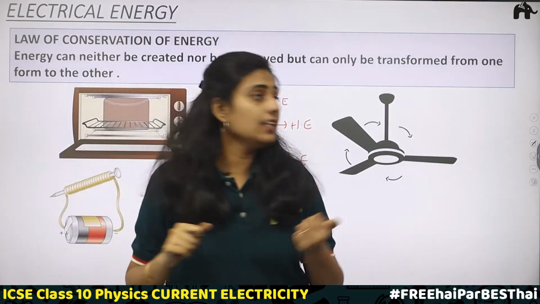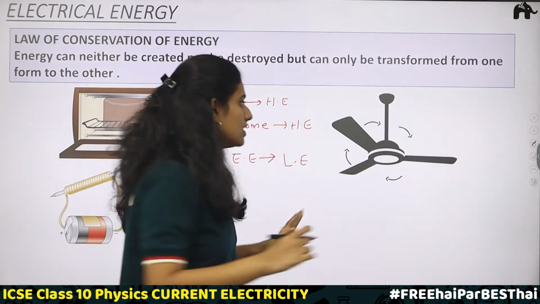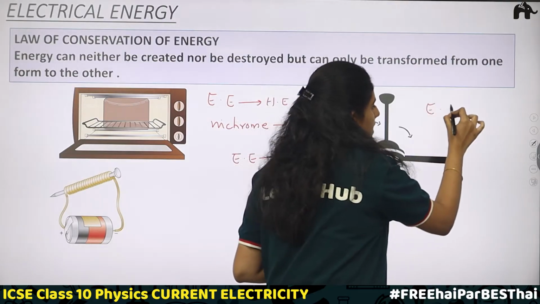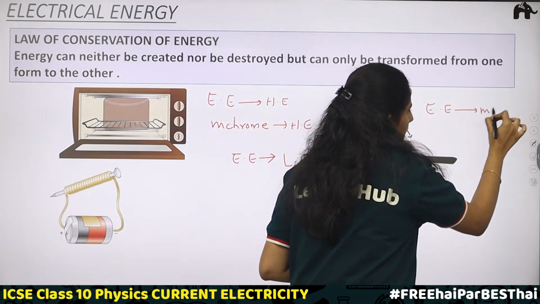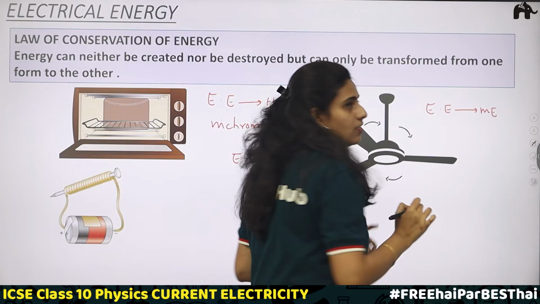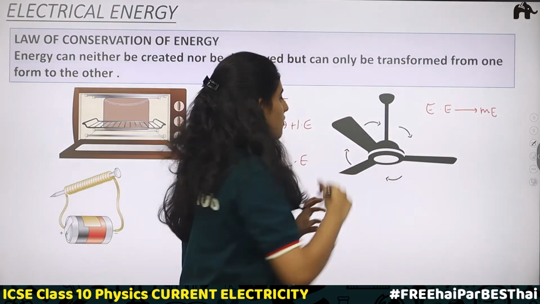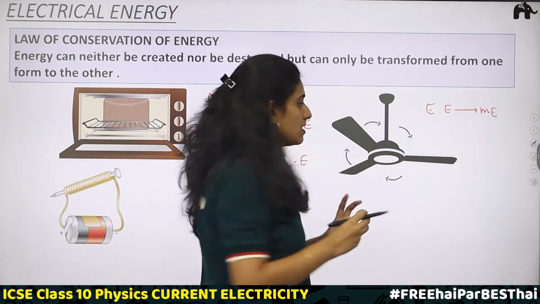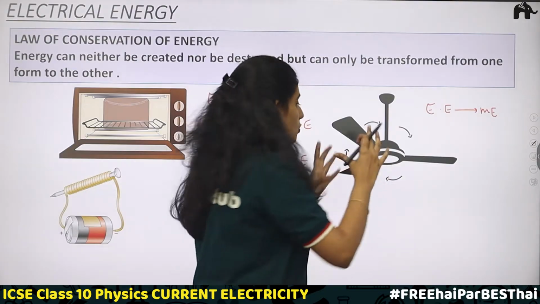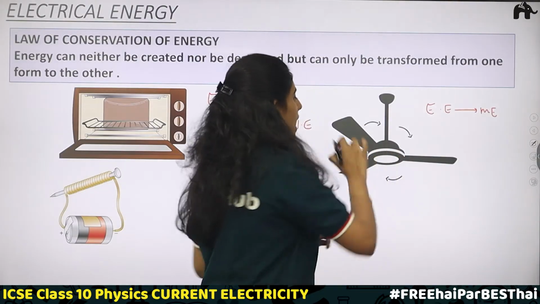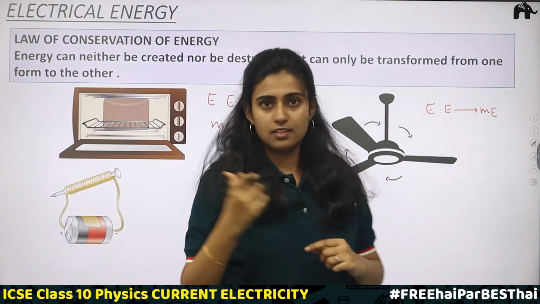Now when you take the case of a fan, what is happening? We know that the electrical energy is getting converted into mechanical energy. There is a coil which is connected to the axle. When this axle rotates, what happens? The motor's coils start heating up and help in the rotation of the blades of the fan.